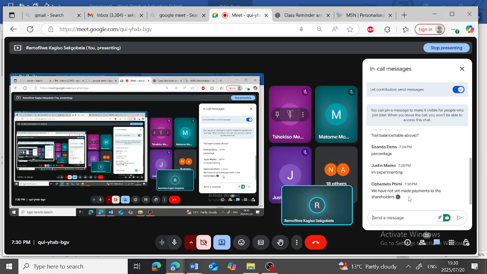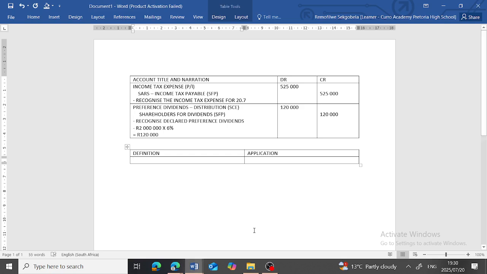We have not yet made the payments to the shareholders. Yes, thank you so much, Mpumit. That's absolutely correct. So, definition of a liability, what are we going to say?